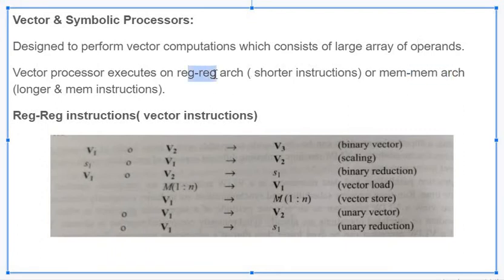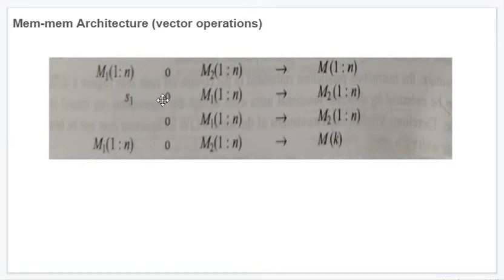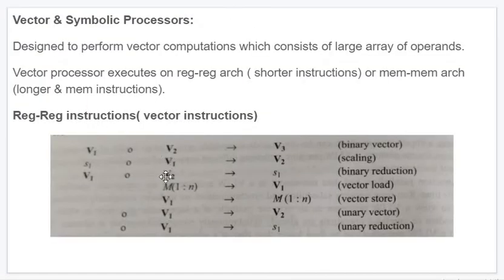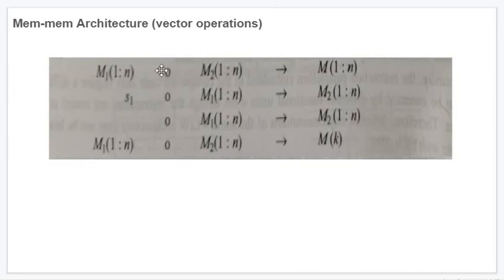If you want to use a vector register architecture, then instructions must be smaller in size. If you have longer instructions plus memory related instructions, we should choose the vector memory architecture. Here you can see the memory architecture operations and the register operation instruction types. The small bubble indicates you are working on two vector type data. So this is the operation.